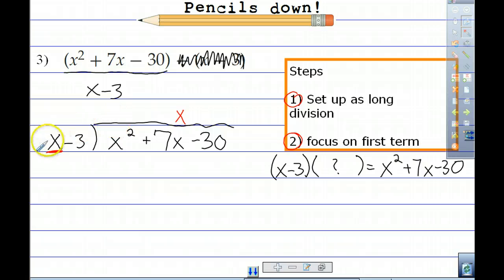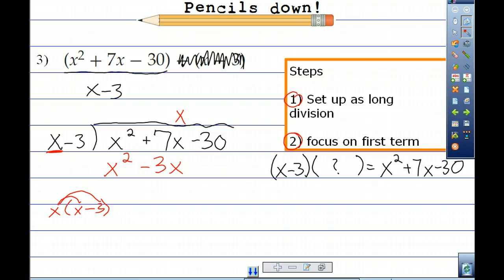Okay. So x times x is x squared. Now we're going to do a little distributive property. X times negative 3 is negative 3x. So how did I get this? Imagine I just did this: I'm multiplying x times x, and x times negative 3, and that's what's right here. But we really don't write out that step. It doesn't need to be shown in the work. That's where it's coming from.